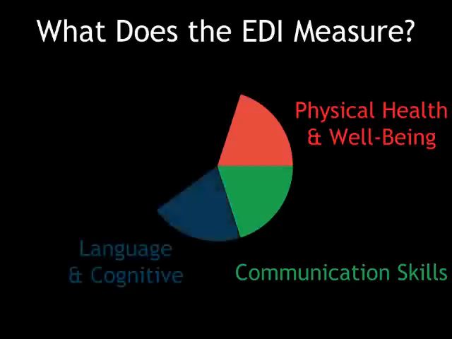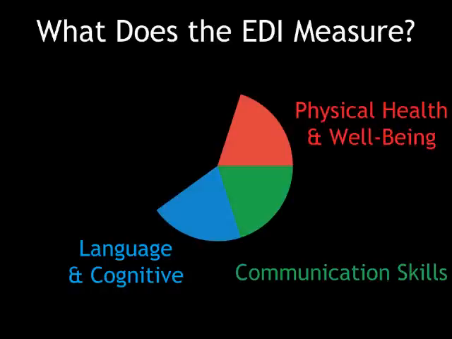The language and cognitive scale, on the other hand, is traditional readiness for school. So this is, do you know your way around a picture book? Do you know some number facts? Do you know some letter facts? Those kind of things at a level appropriate for kindergarten.